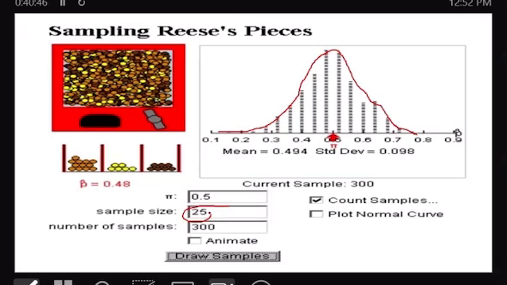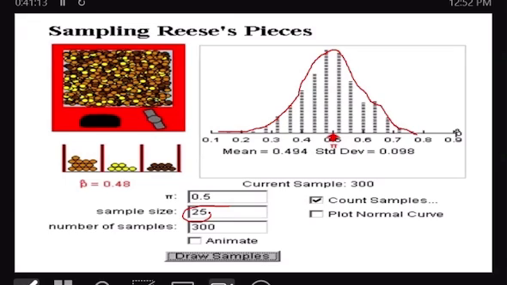But let me tell you this. What if the distribution is normal initially? If the distribution of candy is normal initially, whatever we do, even without doing anything, the distribution of the statistic will be normal. Does that make sense? If the population distribution is normal, automatically the distribution of the statistic will be normal.